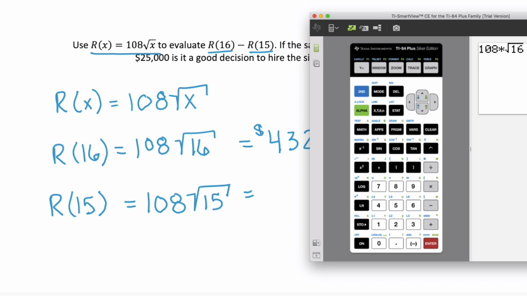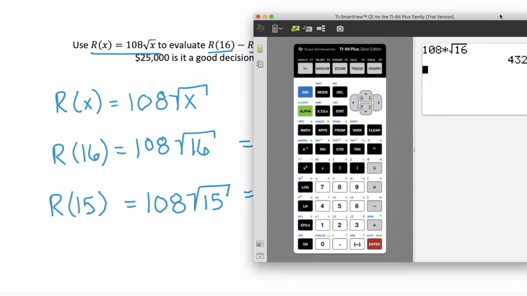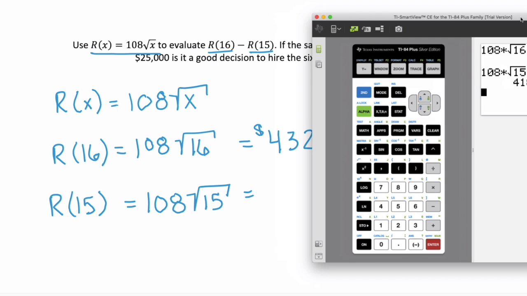Now let's look at r of 15. There I have 108 times the square root of 15. And that's 418,000 and then some extra. But we care about just the thousands. So 418,000.